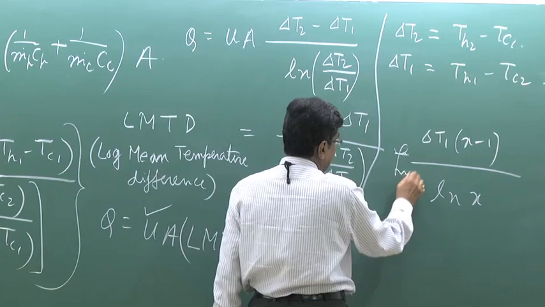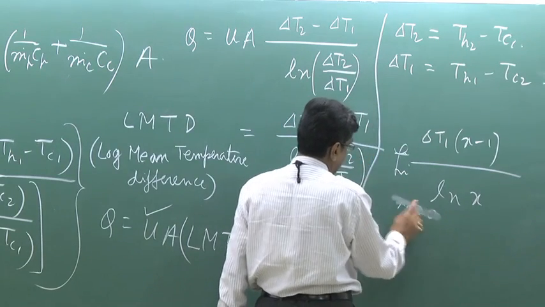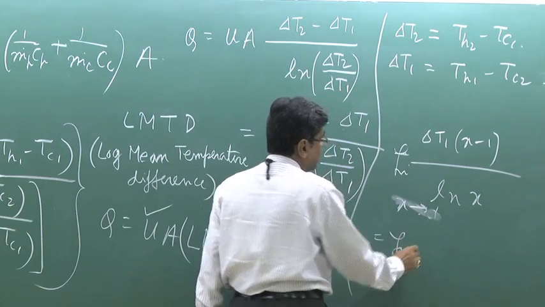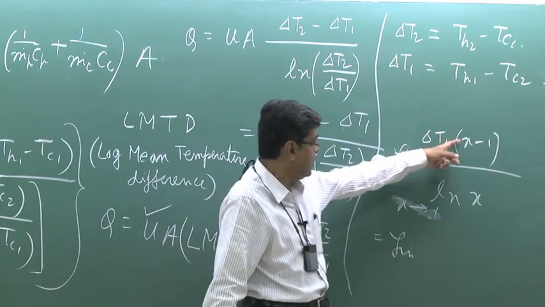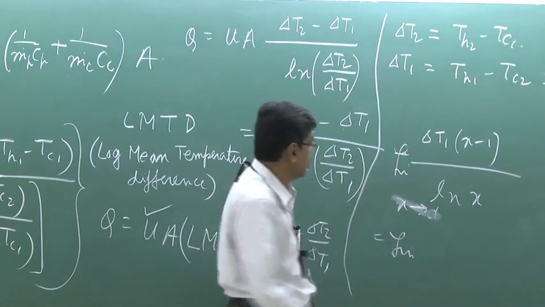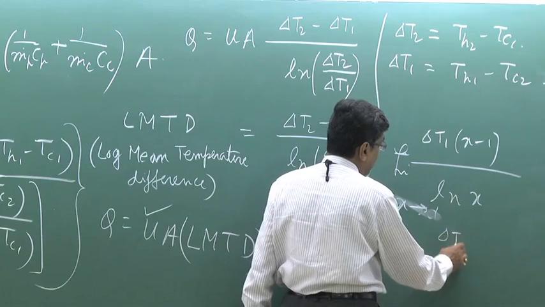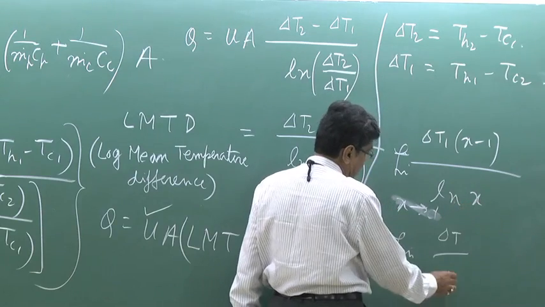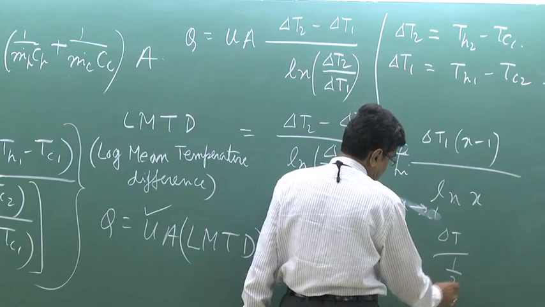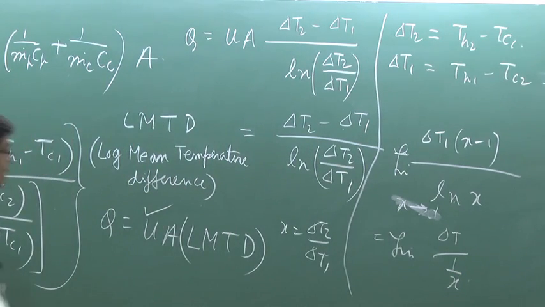Now, the limit of this as x tends to 1, we have to apply L'Hospital's theorem, differentiation. Again it is 0/0 form, and we continue until the 0/0 form is gone, so we have to go through a number of steps. So ΔT1 divided by ln x is what? 1/x, and the limit as x tends to 1.